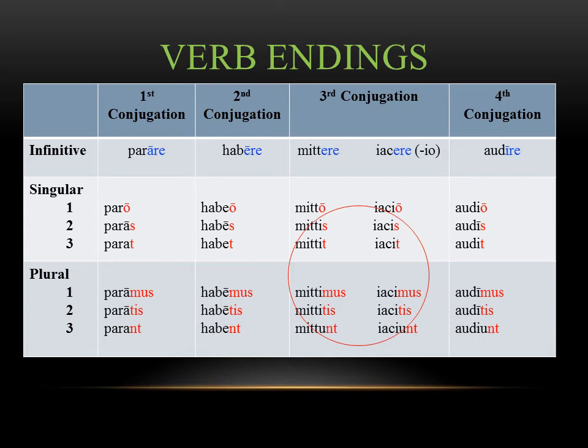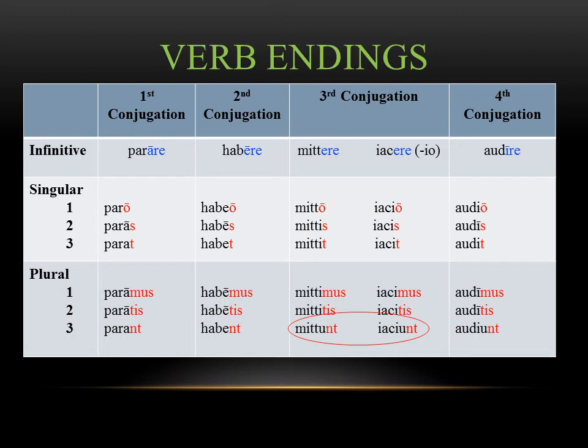So the change you want to take a note on is that in the third conjugation, we switch that stem vowel from an E to an I. So in other words, it's not going to be M-I-T-T-E-S, it's going to be M-I-T-T-I-S. And that goes for the entire third conjugation, including the IOs. Now let's take a look at the last change in the third conjugation.